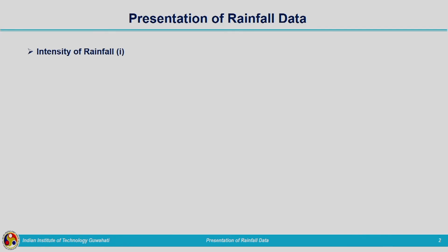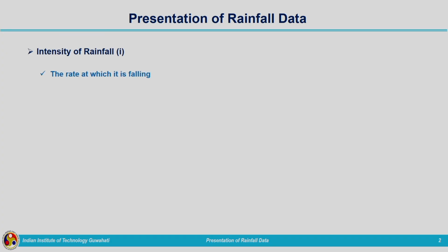So, the first way is by means of intensity of rainfall. We commonly use the term intensity of rainfall. Sometimes we will be using the term rainfall depth. So, these are different ways of representing rainfall. Let us see one by one. Intensity of the rainfall is the rate at which it is falling.